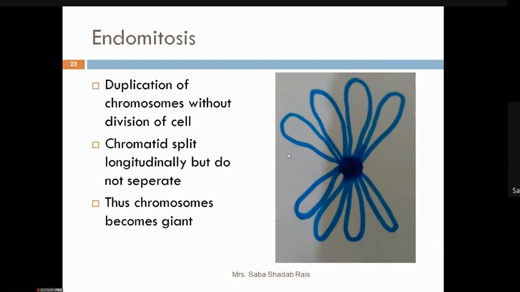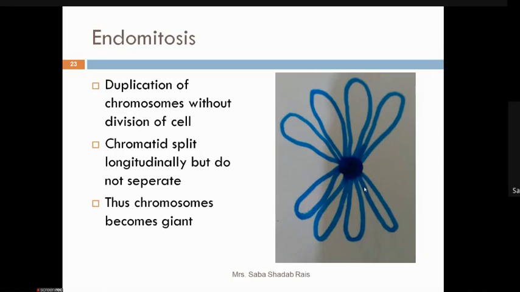Now, what will happen if it continuously duplicates and the cell will not divide? All the chromatids will be bound to a single centromere and they will split longitudinally. Here separation will not occur because cell division is not happening. So no anaphase, no metaphase, nothing is happening. In the S phase only, the chromosome is dividing multiple times. For that reason, the chromosome looks like thread, and this becomes a very giant chromosome.